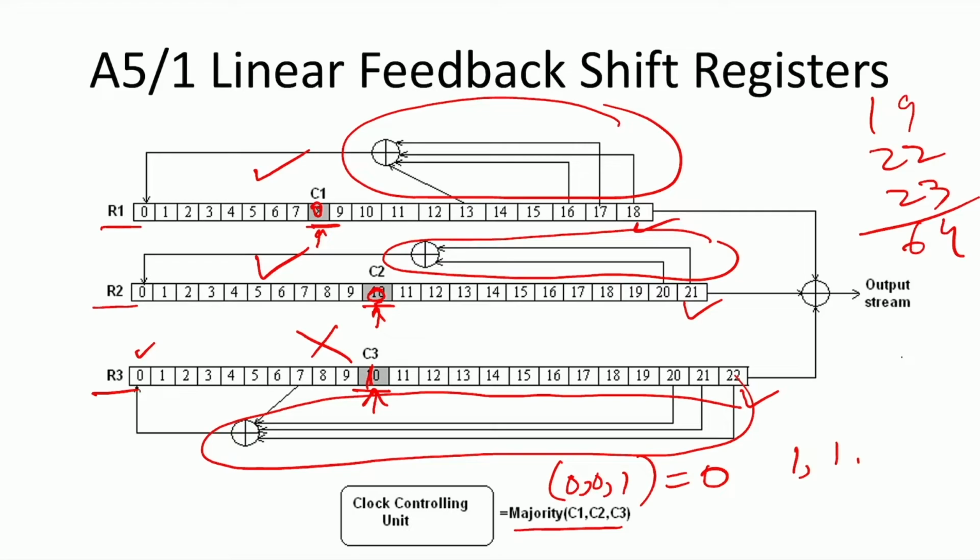Now again, if we have 1, 1, 1 currently as the clocking bits, this means the majority vote is 1, which means that all 3 are going to be active because all 3 clocking bits have the value equal to that of the majority vote.